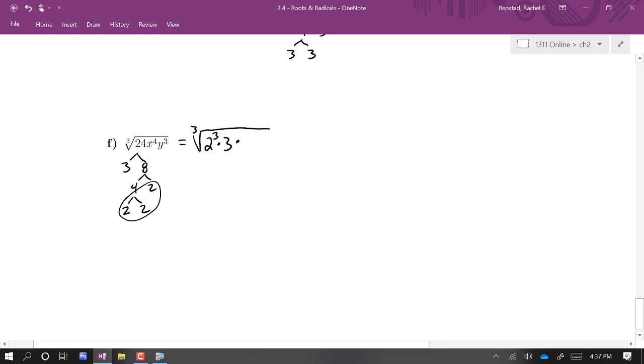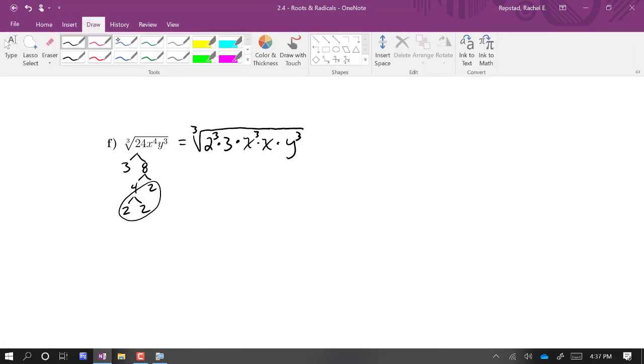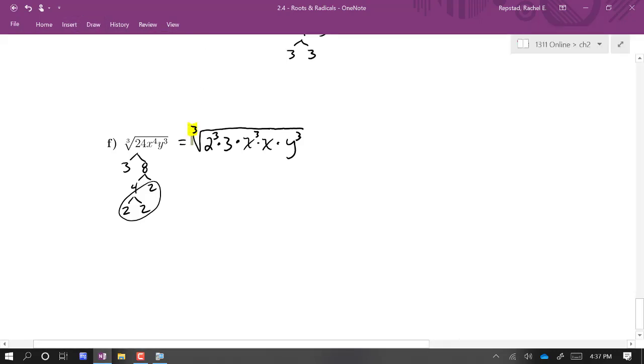And then x to the 4th. Look, I'm going to write that. I could write x times x times x times x. But since I know I'm looking for perfect cubes, I'm going to take advantage and write a little bit simpler in an exponential form. I'm going to write this as x cubed times x. And then I've got y cubed. Now x to the 4th I could also write as x squared times x squared, or x times x times x times x. But I chose to write it this way because I know I'm looking for perfect cubes.